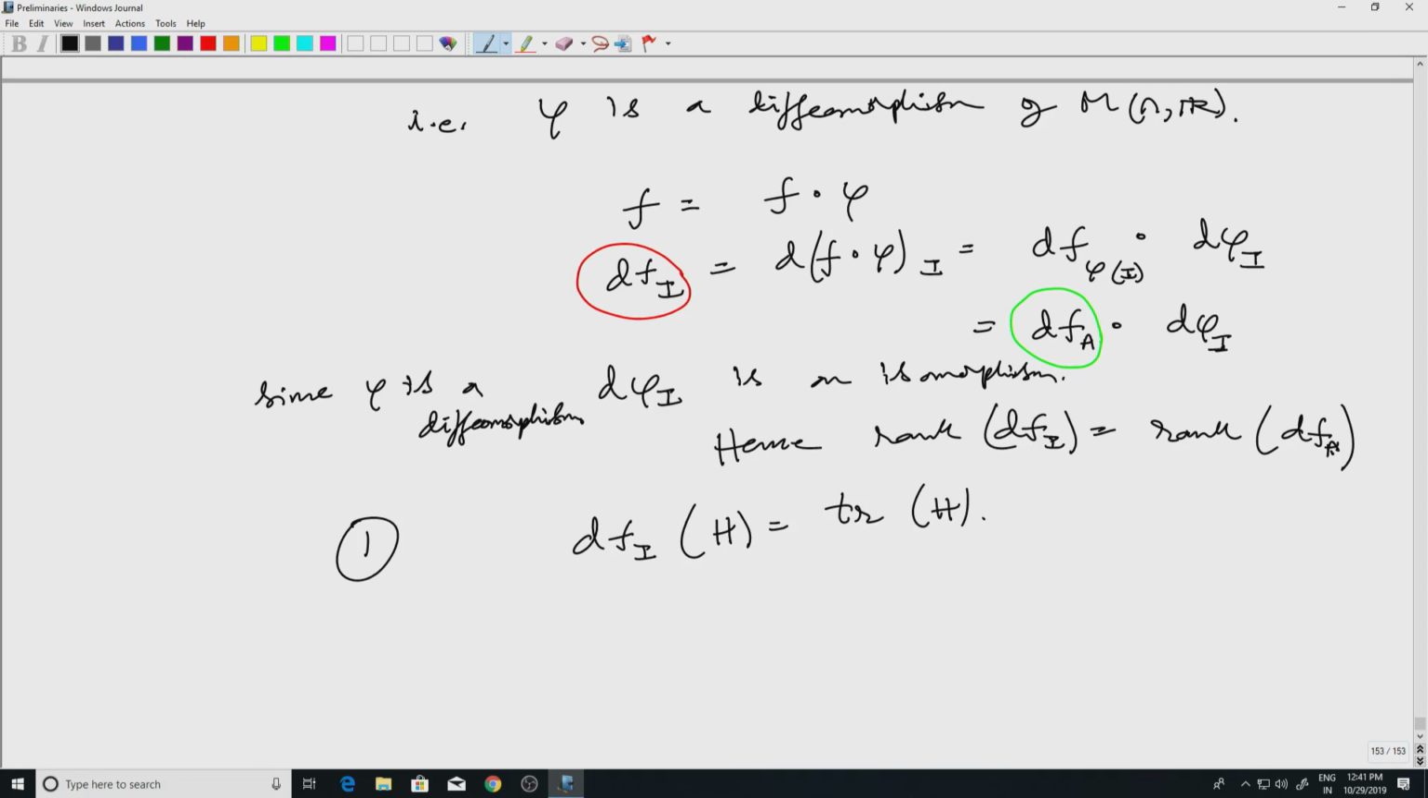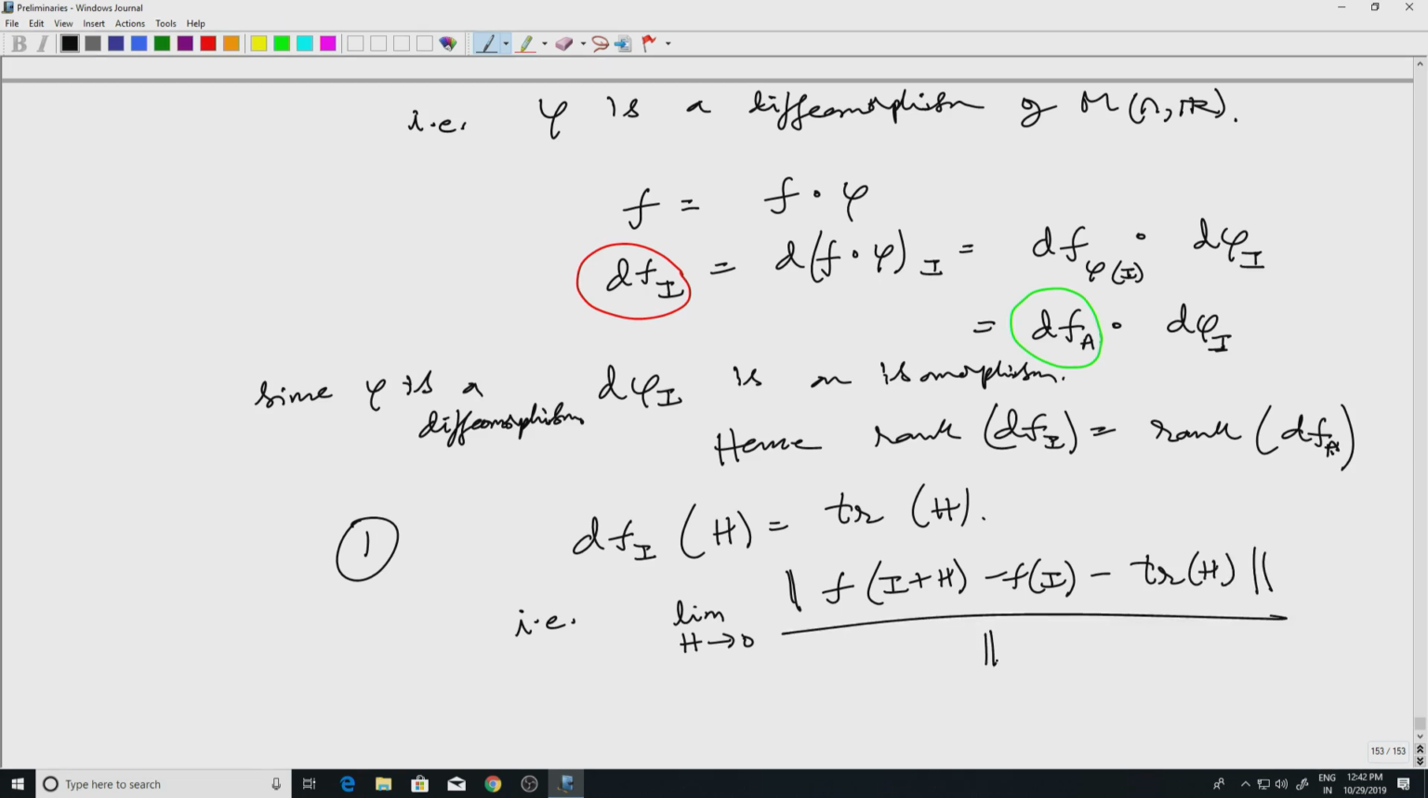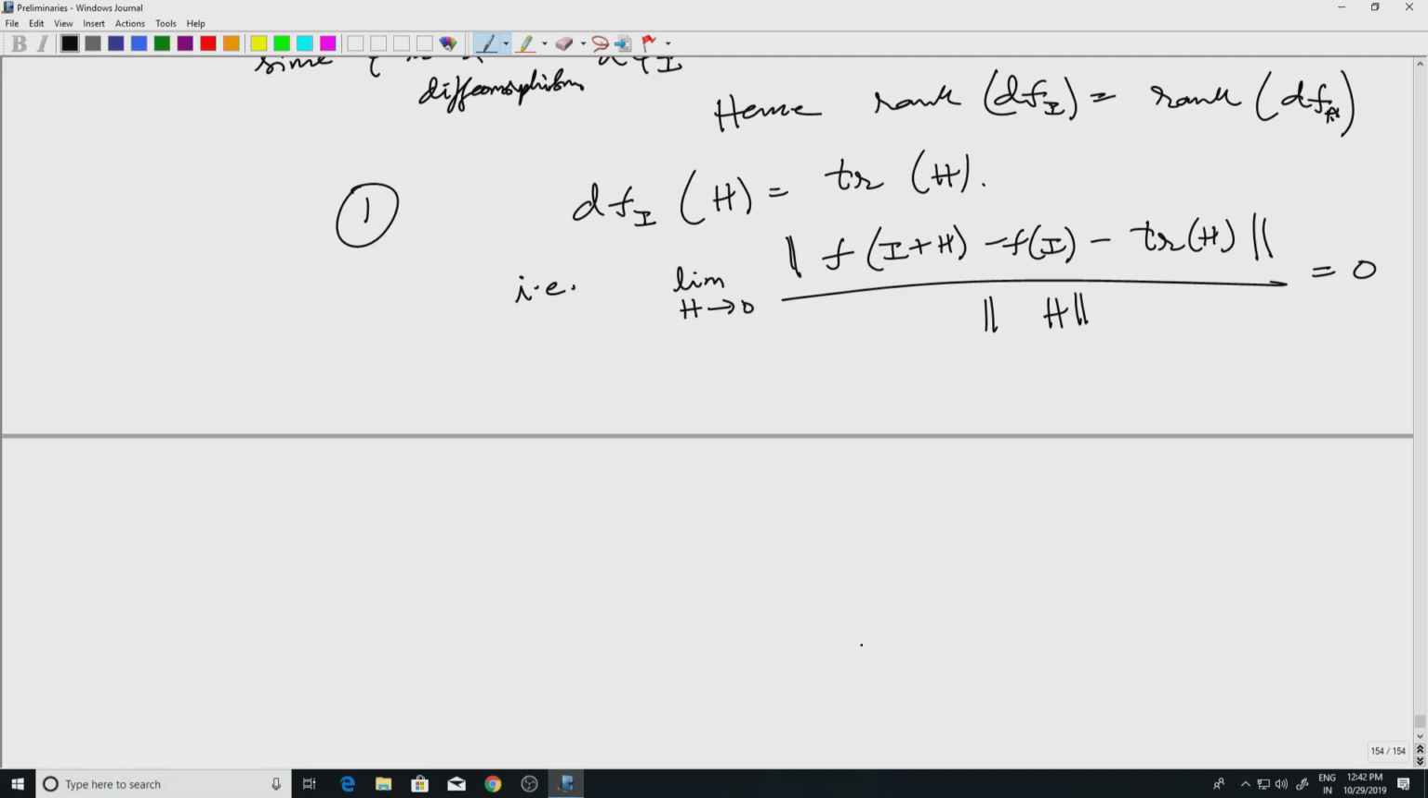Now, there are a couple of ways of doing this. One is to use the exponential of matrices. Here I'll take a more straightforward approach. So we would like to claim, i.e., the limit as h goes to 0, so let's go back to the definition of derivative: the limit as h goes to 0 of f of I plus h minus f of I minus df at I of h, which is trace h, divided by norm h, equal to 0. So this is what the definition tells us.